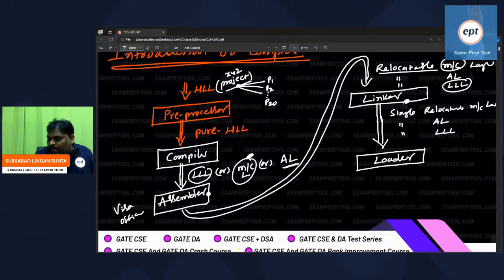After giving to the linker, it will make all the 20 into one single file. It will link all of them which are necessary. So a single relocatable machine language. If at all the linker gets to know that one of the files is not related, it will neglect it.